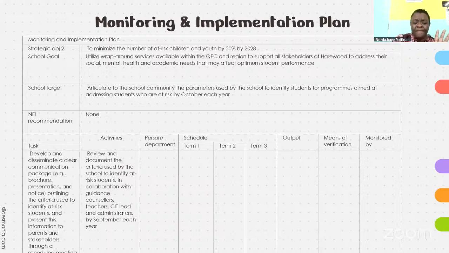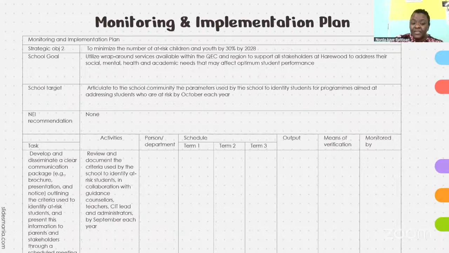However, my first task in moving to meet this school target is to develop and disseminate a clear communication package, whether it be brochures, presentations, or notices, outlining the criteria I'm going to use to identify the at-risk students, and present this information to parents and stakeholders through scheduled meetings by October of each year. Because remember, I'm matching this task. When you finish this task, you must be able to meet the target. So that's how we're aligning.